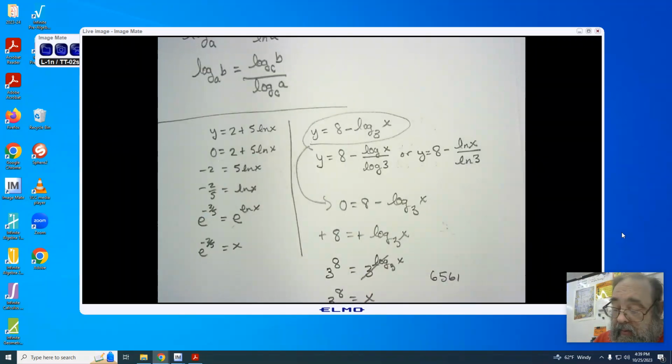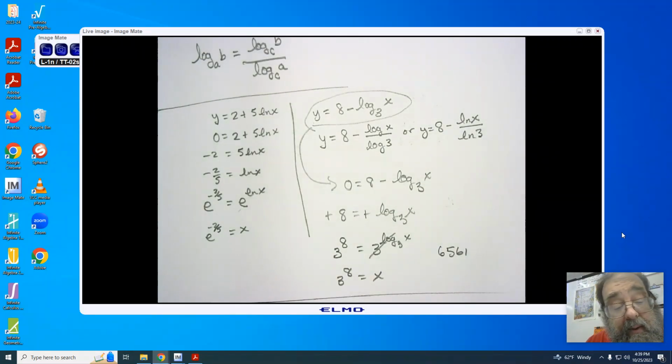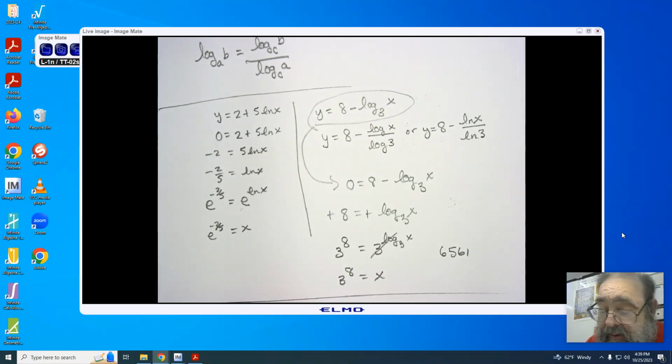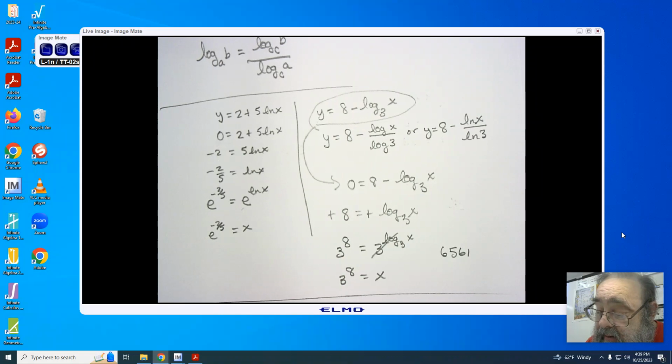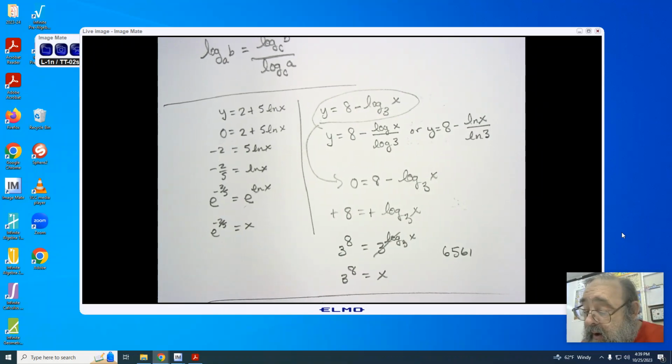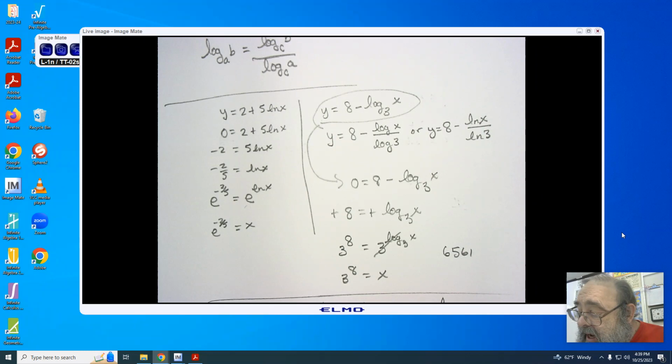All right, let's go to another one. This time we're going to be taking a look at y equals 7 plus log base 7 of 2x. So if I want to change this in so I can work with the calculator, I'm going to go 7 plus. And once again, I like natural logs.